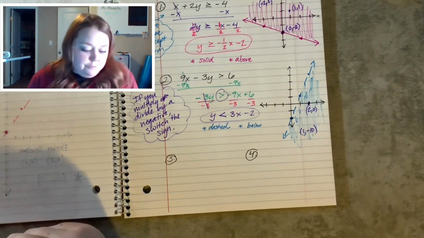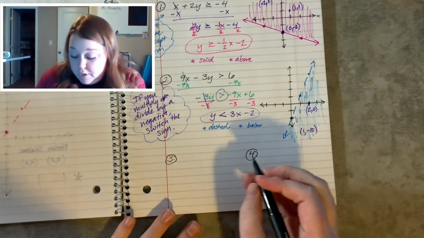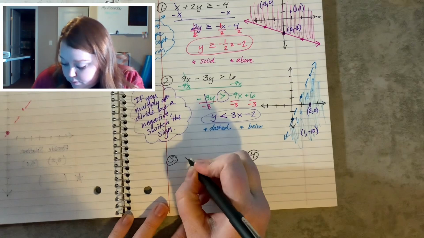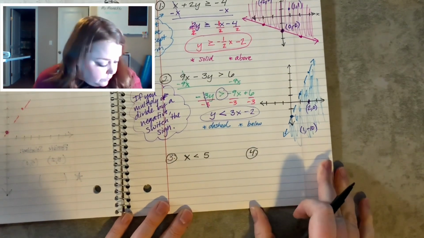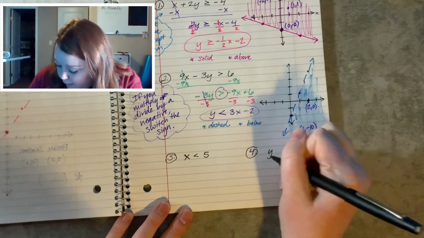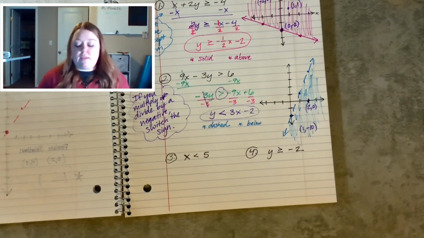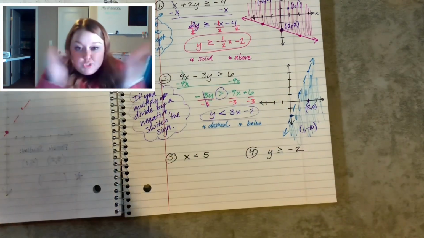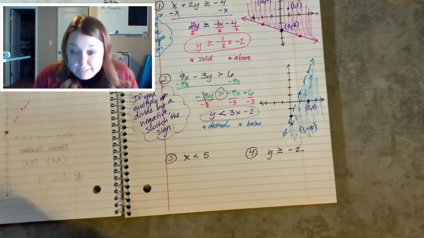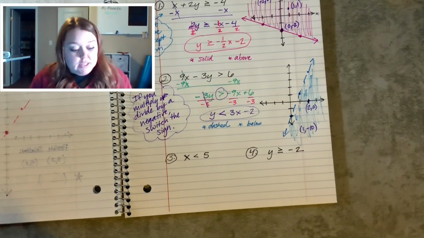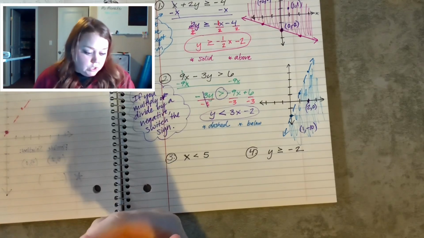There's not any converting to be done. You just have to remember how to graph things that look like this. So let's say I have x is less than 5, or y is greater than or equal to -2. Those are short, right? But they are going to be linear inequalities, so we need to know how to graph them. These are your horizontal and vertical lines, and you need to know which one's which.